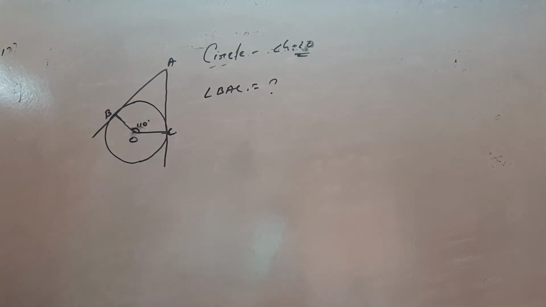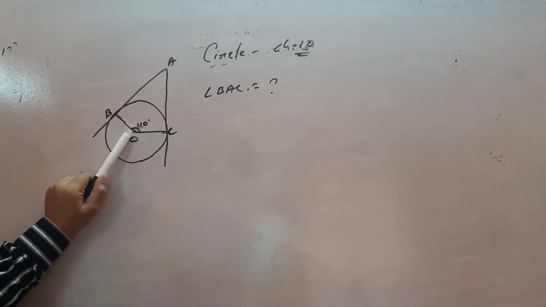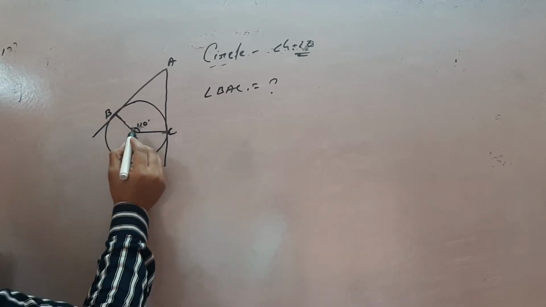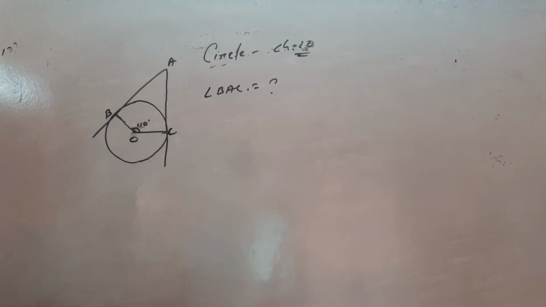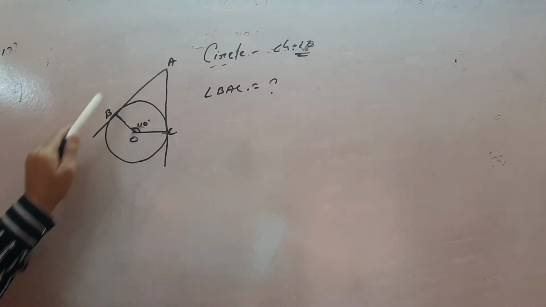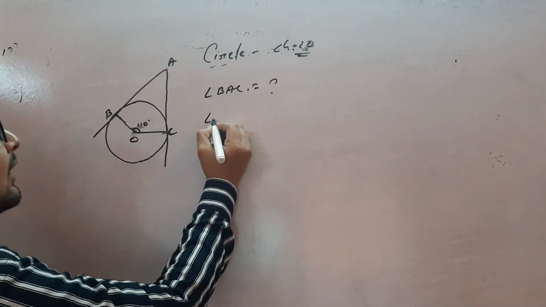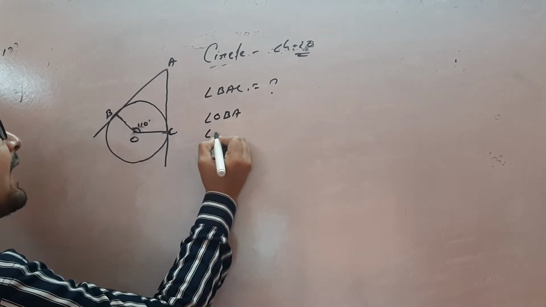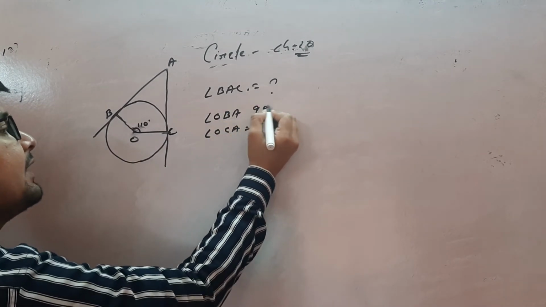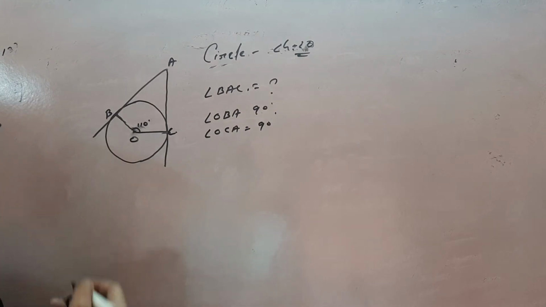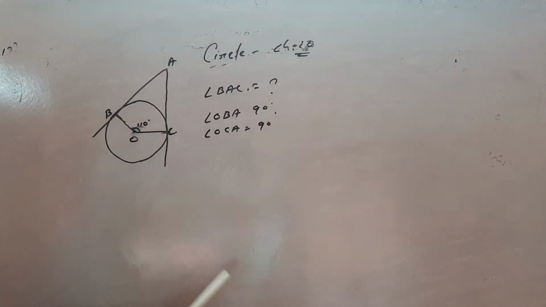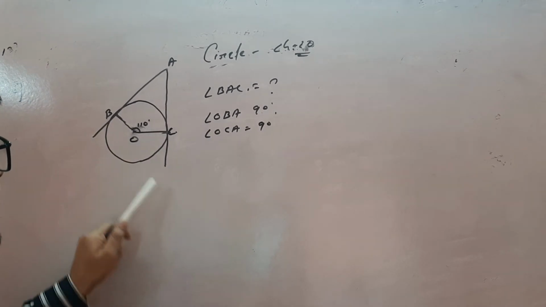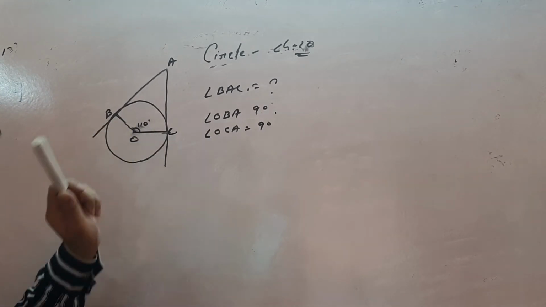So first of all, this is 110. We know that any line drawn from the center, and clearly O is the center of the circle, so OB is perpendicular to this one. That means angle OBA and angle OCA equal 90 degrees. In this theorem, we learn that any line drawn from the center to the chord is perpendicular and bisected. But here the chord is not much bigger, it also touches the tangent. Okay.